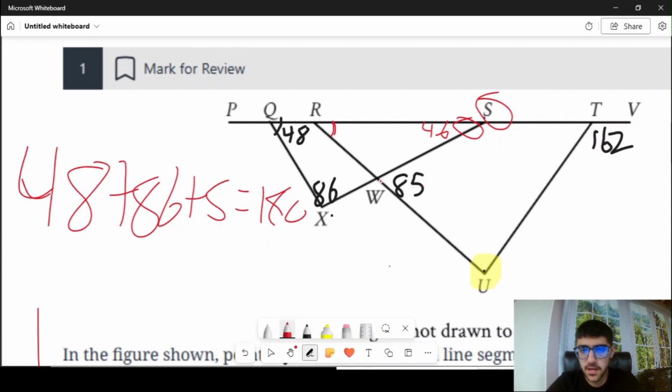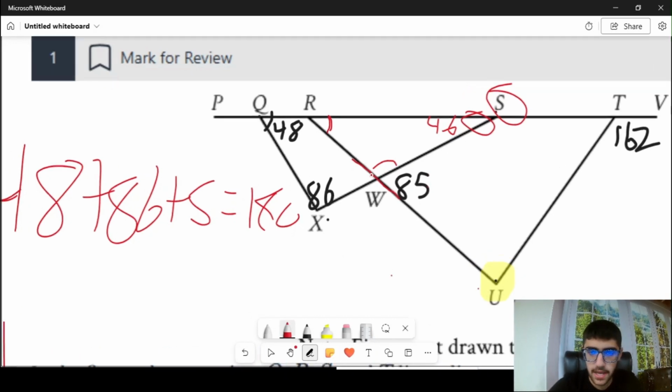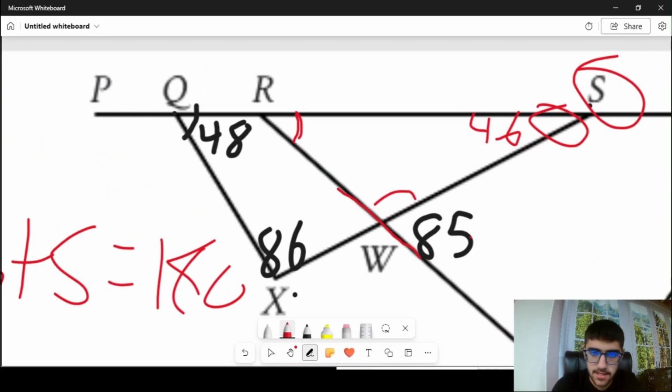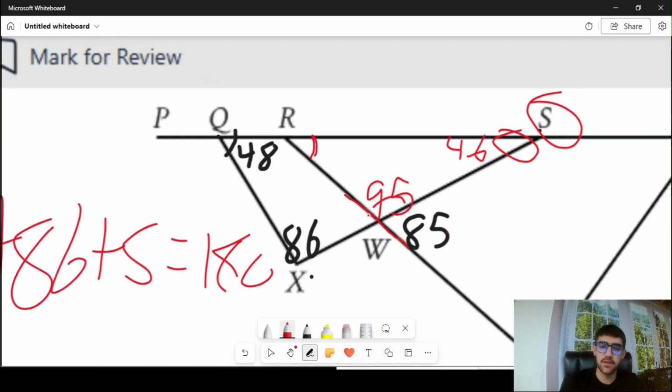How do I get angle W? The way I'm going to do it, I can see that this is a straight line. So angle RWS supplements angle SWU. So this angle is supplementary to 85 because of the straight line. So I have 180 minus 85, that is 95. So then I know that this angle RWS is 95. I'm sorry if it was confusing when I was saying angle W.